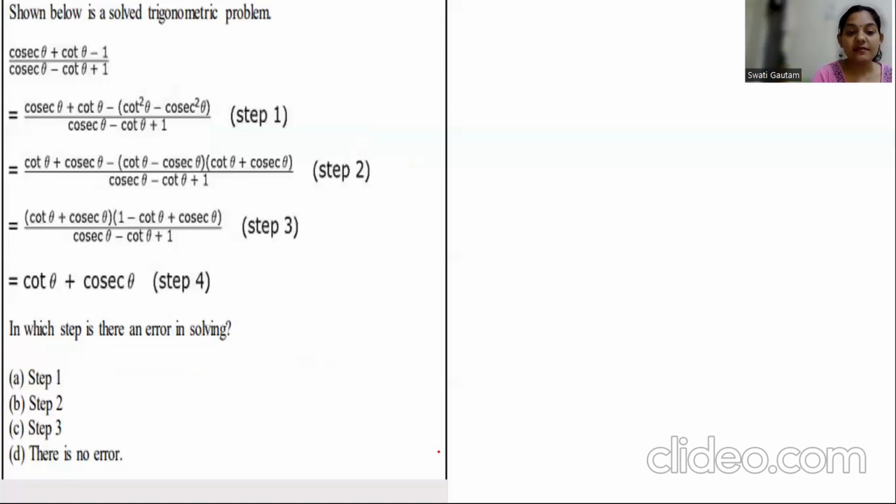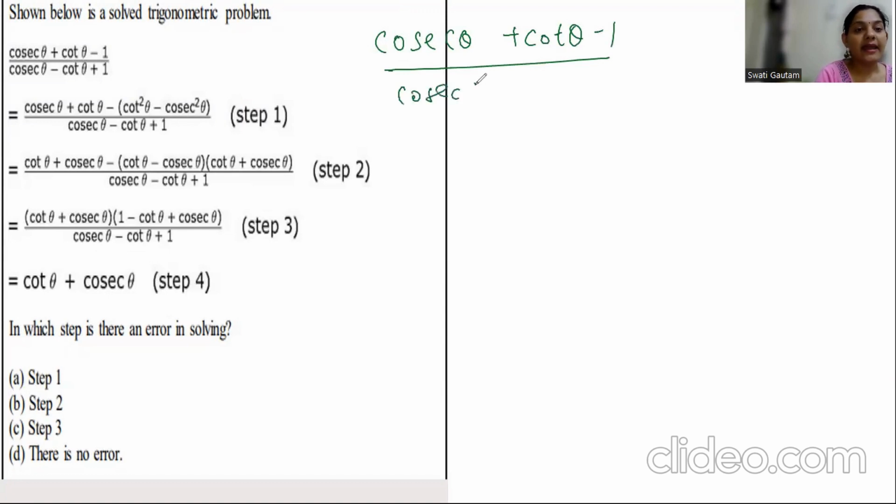So the question is this, we have to check which step is incorrect or whether there is a need for correction or not. We have to check that, right? Now, please see, the question is cosec theta plus cot theta is equal to 1 divided by cosec theta minus cot theta plus 1.